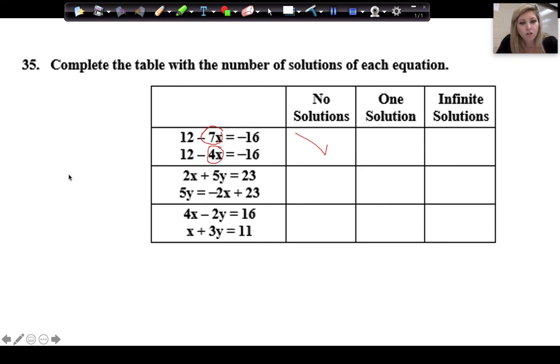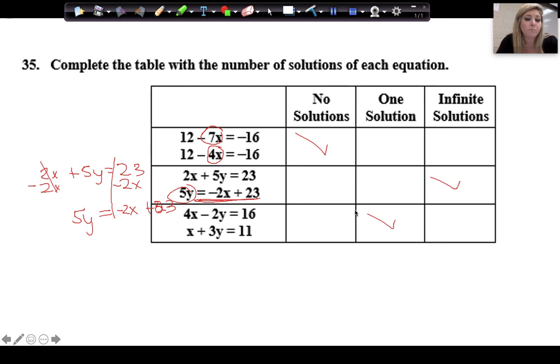Okay, if we were to change this to where it just had 5y on this side, how we would get rid of the 2x is by subtracting it from both sides. This is going to cancel. We're left with 5y equals negative 2x plus 23, which is exactly what this is. So that would be infinite solutions because they are exactly the same. And that would make this one solution because they are completely different.